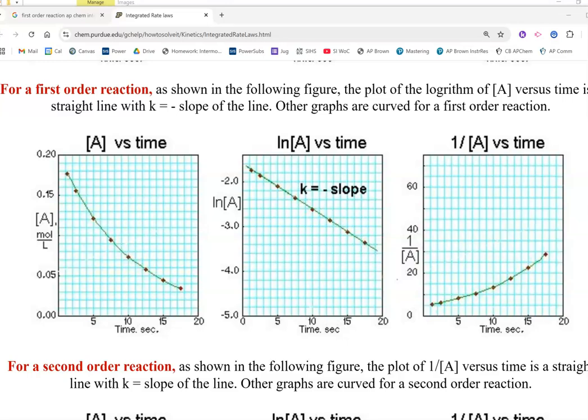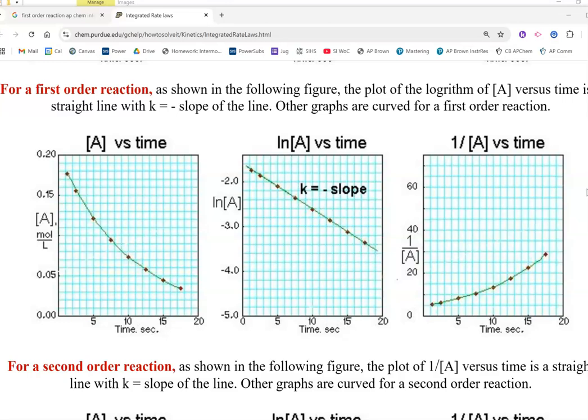When I look at these three graphs, based on some data that we collected of the concentration of A versus time, we notice that the first graph, concentration of A versus time, is not linear, so it's not a zero order reaction. We look at the inverse of the concentration of A versus time, and we notice the inverse of the concentration versus time graph is also not linear, so we know that this is not a second order reaction.